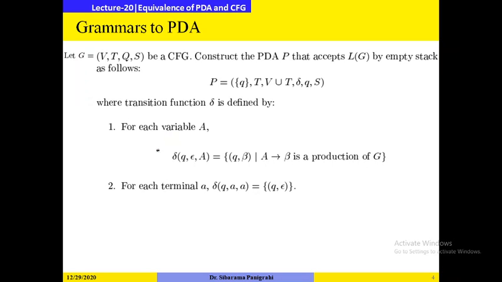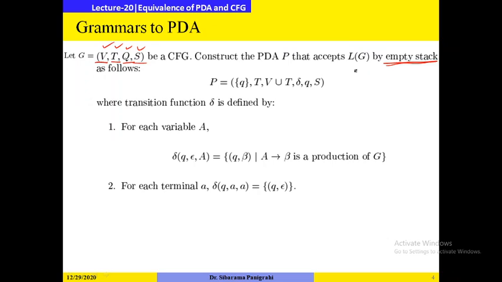So you know that a grammar can be represented by four tuples. That is nothing but V, a non-empty finite set of variables, T, a non-empty finite set of terminals, Q, the set of productions, and S is the start symbol. So let V, T, Q, S be a context-free grammar. What do we want to do? We want to convert this context-free grammar into an equivalent push-down automaton. Here we will convert the grammar to a push-down automaton which will accept the string by empty stack.